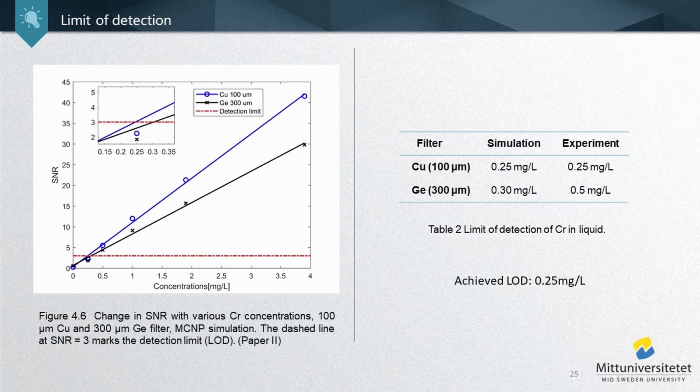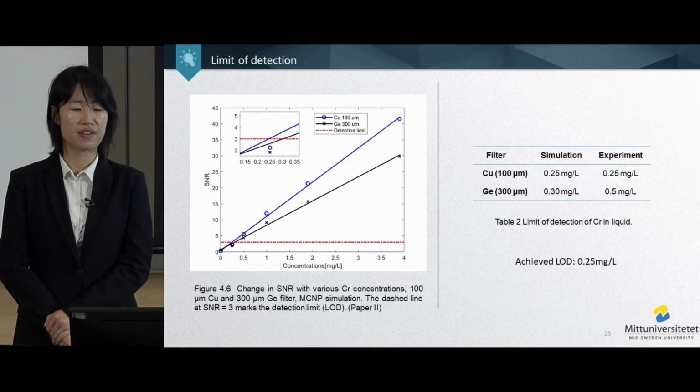These figures show the relationship between the chromium concentration and the SNR. Since the definition of the limit of detection is when the SNR is larger than 3, a dashed line is marked at SNR equals 3. And we read that in this simulation, the detection limit for the copper filter is 0.25 and for germanium is 0.3 milligram per liter. It shows agreement with the experiment.